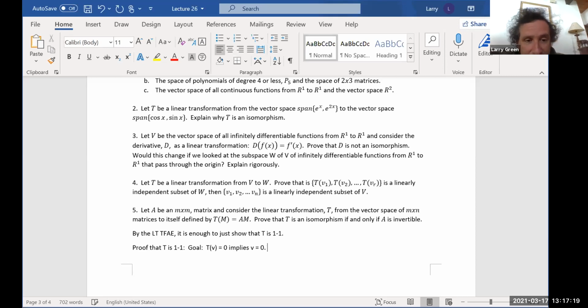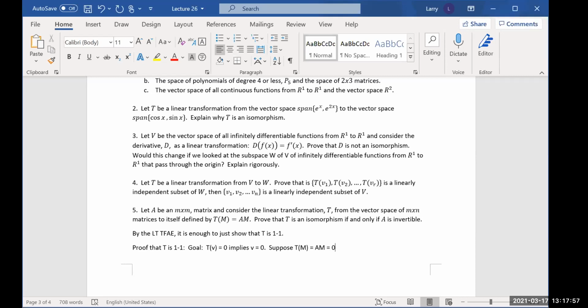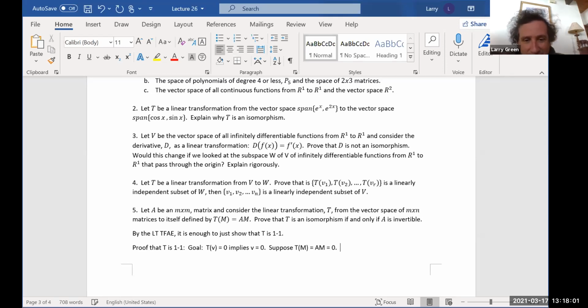So now let's just do it. Suppose that T of, in this case, V is a matrix. So I'm going to use M. T of M equals AM equals 0. Any questions so far? Okay, so that's what we've got. All right, what haven't I used yet that was given in the question? A is invertible. Yeah, so let's write this down. If A is invertible, then AM is equal to 0. What can we do?